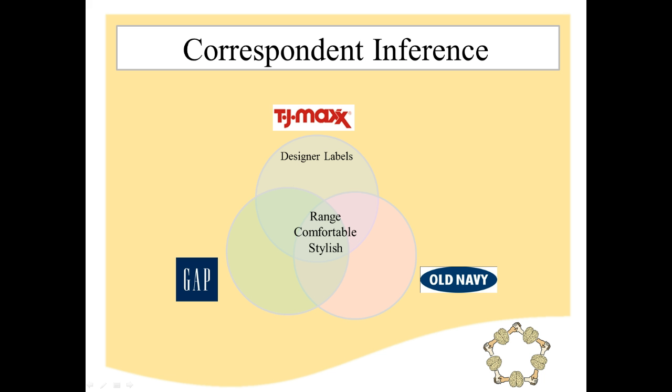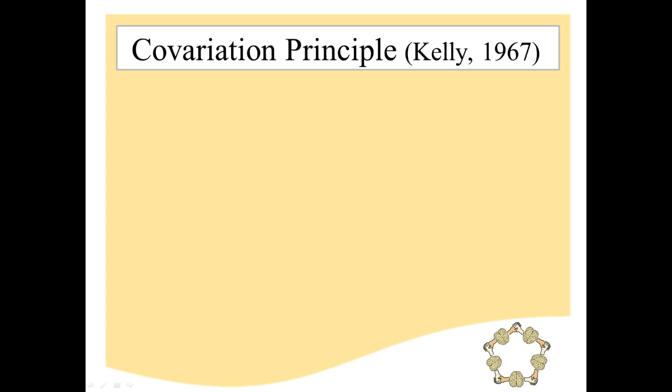So that's the basic idea of correspondent inference theory. This theory particularly looks at the causes of a single observation of a behaviour. The second theory, called the covariation principle, tries to come up with reasons for why we explain multiple instances of behaviour. So how do we explain when people do things over multiple times, not just one time?